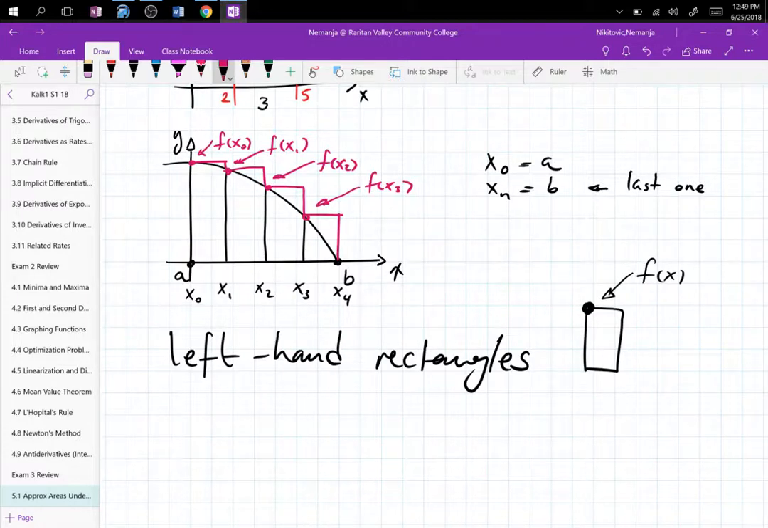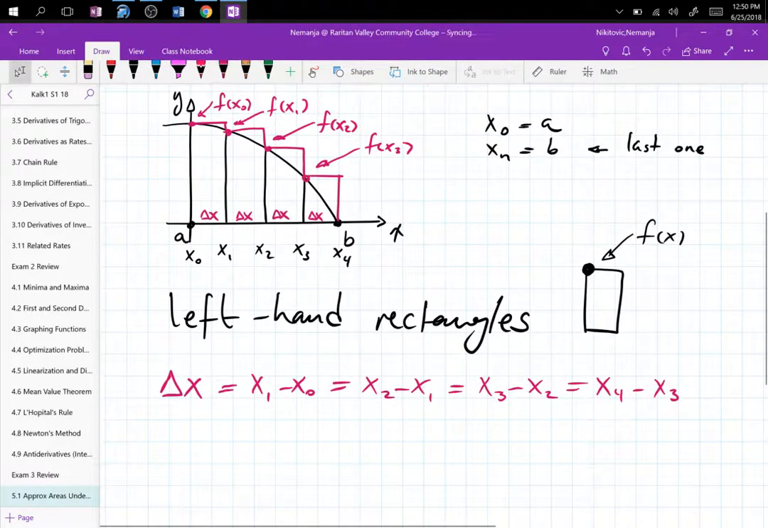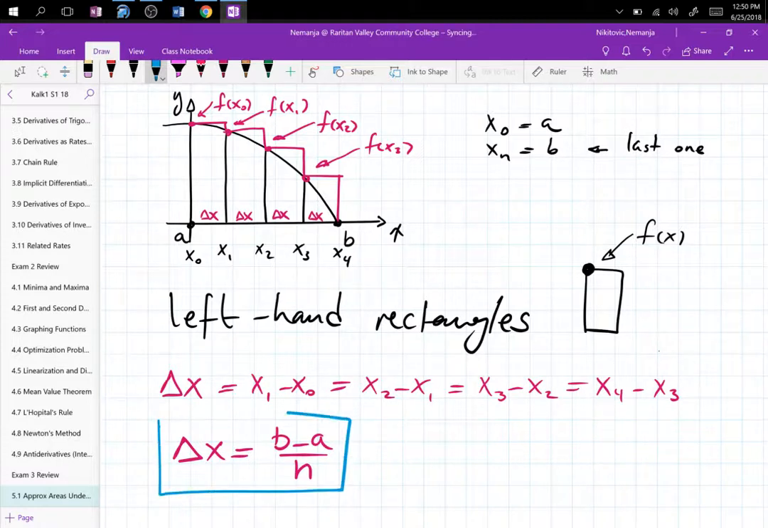So now I'm going to write some formulas here. Delta x, which is our distance for each one of these rectangles, is given as x1 minus x0, which is also x2 minus x1, which is also x3 minus x2, which is also x4 minus x3, they're all the same. But if you carefully observe, you will figure out the formula as b minus a divided by the number of rectangles in between them. That should be immediately common sense when you look at this thing. This formula is going to be used a lot.